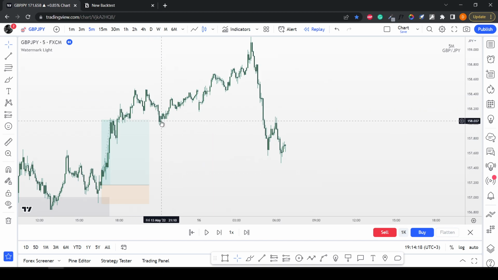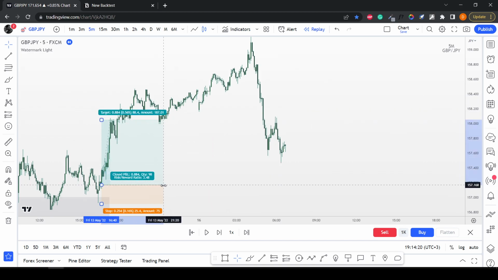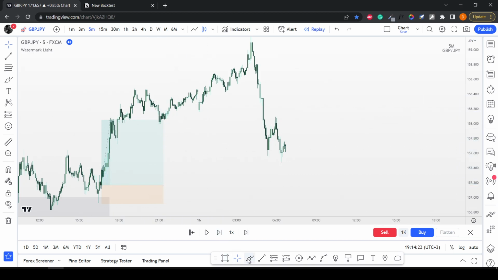It created this reaccumulation, got me stopped out, and then it was possible to trail maybe here to be stopped out here, or if you give it a bit more room, waiting for this break, then trail here, and then you have this trail.